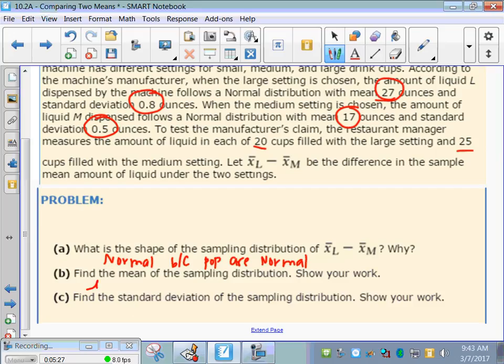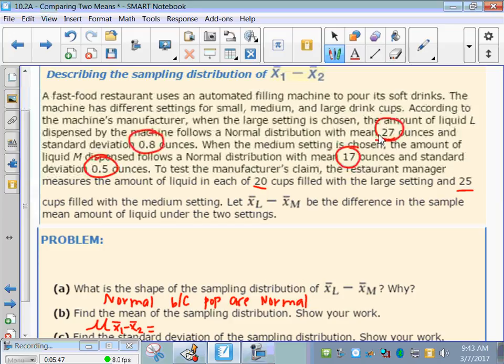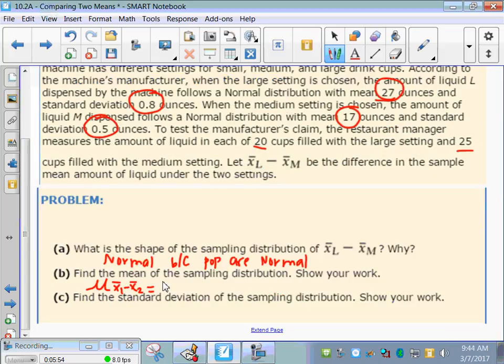All right, find the mean of the sampling distribution. So the mean means the mu of x bar 1 minus x bar 2. So it's the mean difference between the two. We actually know the true mean, right? So we're going to use that in this problem. So we want large minus medium. The true mean for large is 27, and the true mean ounces for the medium is 17. So we've got 27 ounces minus 17 ounces gives me 10, and this one we can put our units on here, ounces.